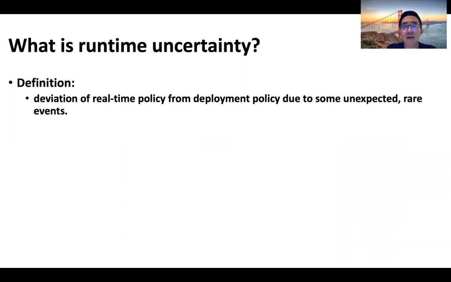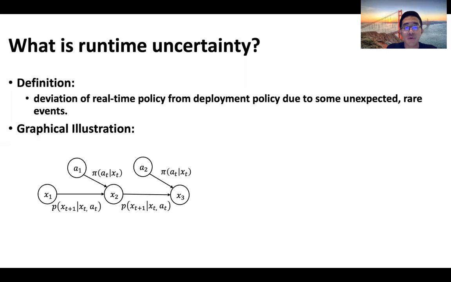You can see that in all the above 3 examples, the context might not be changed, but the policy is changed because of some unexpected rare events. That's the definition of the runtime uncertainty, which means that the original policy is replaced by some real-time policy due to such uncertainties. Let me use a graph to further illustrate this concept.